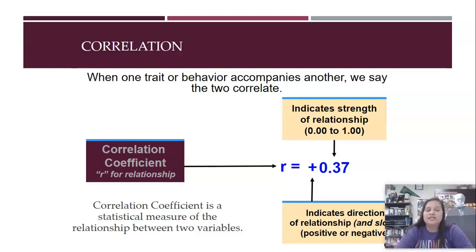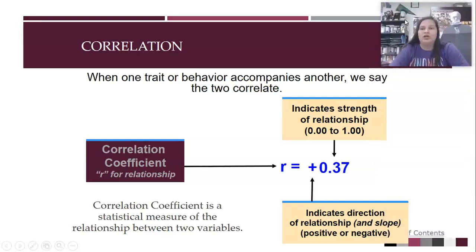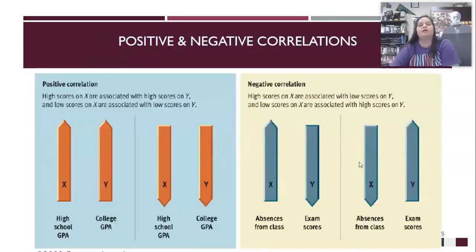So when we're looking at the statistical measure of the relationship between two variables, we're going to use R. R is going to equal anywhere between 0 and 1 or 0 and -1. So here we've got R equals positive 0.37. The R represents relationship. The positive number indicates that it's a positive correlation, and then the 0.37 tells us the strength of the relationship. It would also tell us how much of a slope if we were going to graph this. We'll talk more about those coefficients in a minute.